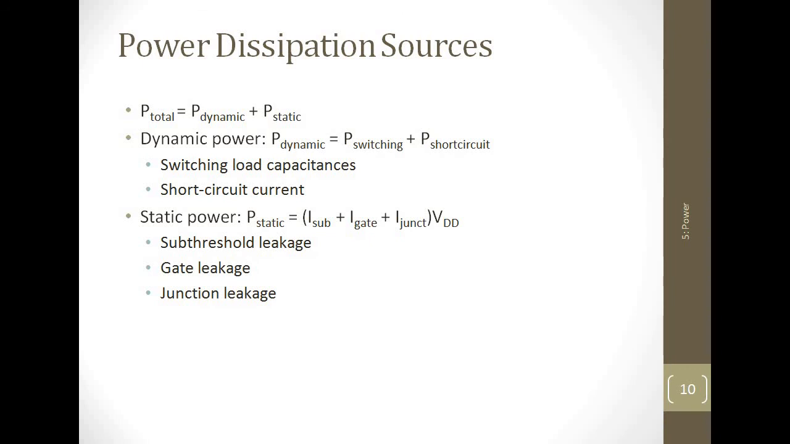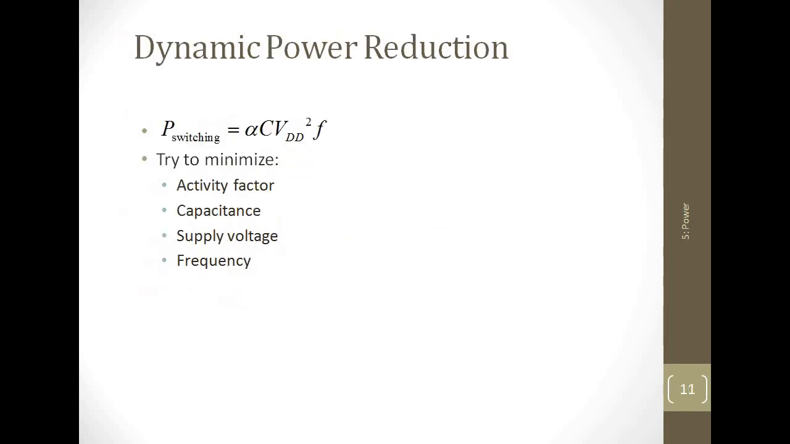So total power is dynamic plus static power. I hope from this you might have understood the power dissipation, static and dynamic, especially the switching power. If the switching power is more, there is more drawing of current, but we need to minimize the activity factor or capacitance or supply voltage or frequency.